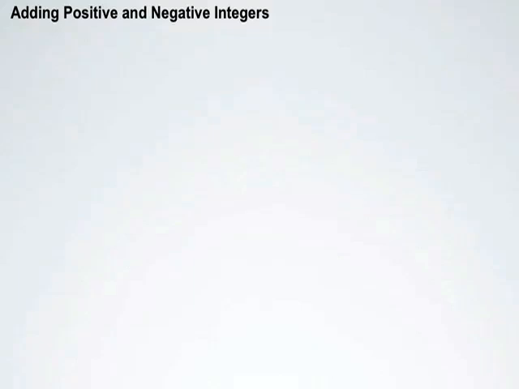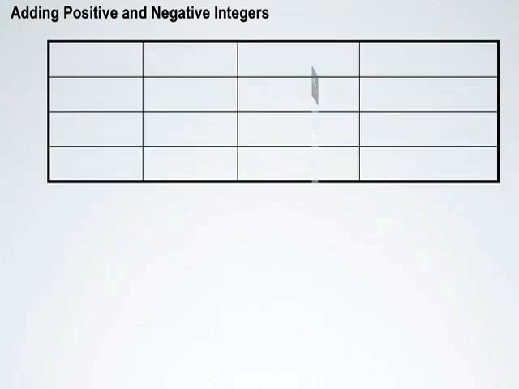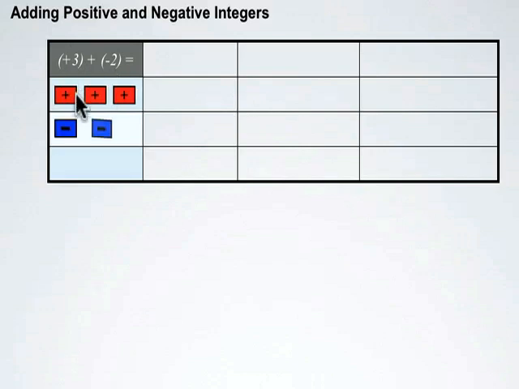Now we will look at adding positive and negative integers together, so working with tiles of different colors at the same time. We will start with positive 3 plus negative 2. We know the positive 3 means 3 red tiles, the negative 2 means 2 blue tiles. Using the zero principle and canceling out our zeros, we are left with positive 1.